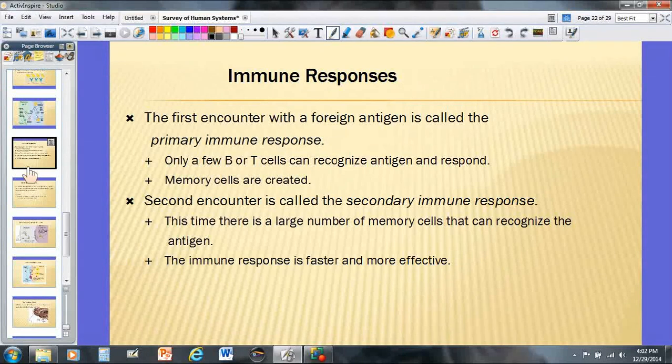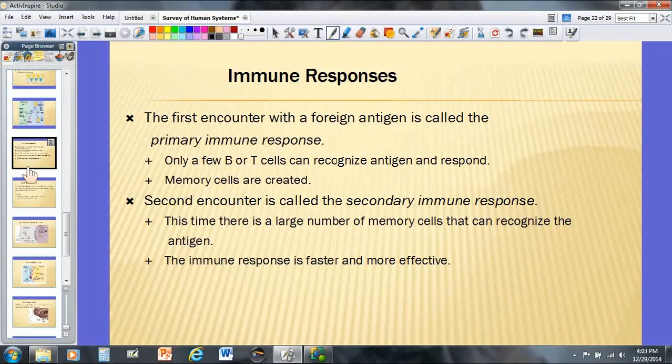The last thing I want to cover is the idea of the immune response as a whole. I've talked about it quite a bit throughout the cells, but I want to summarize it. That first encounter that the body has with a foreign invader, a foreign antigen, is called the primary immune response, because it's the first time the body has seen and had to defend against this invader. Because it's the primary response, there are only a few B or T cells in the body that can recognize that antigen and respond. This means that the response is going to be slow and not very effective.